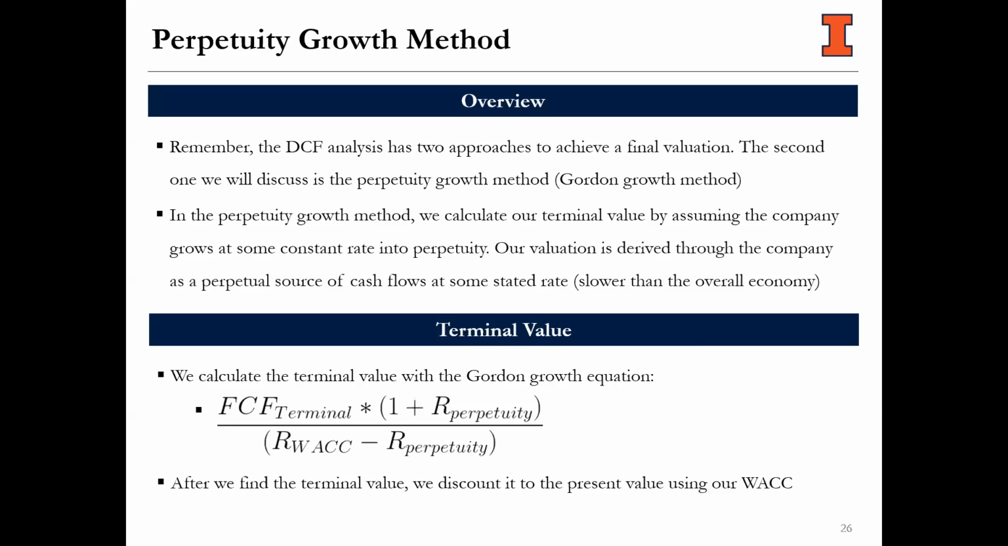A couple things to note here is you need to make sure that your WACC is greater than your perpetuity growth rate. And then you also need to make sure your perpetuity growth rate makes sense. As I spoke about earlier, it doesn't make a whole lot of sense to have your perpetuity growth rate be greater than the size of the US economy, because what you're saying is you believe that this company will grow faster than the US economy at some point, and that is not a fair assumption to make.